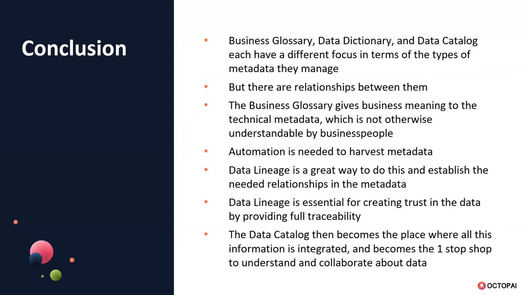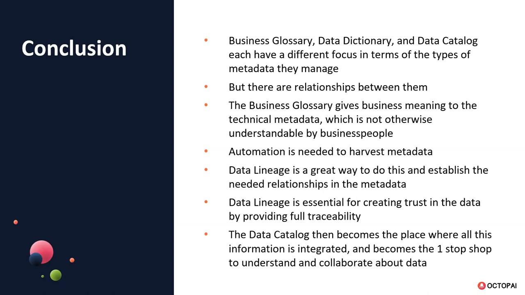So in conclusion, the business glossary, data dictionary, and data catalog have kind of different focuses in terms of the metadata they manage. And that's been very traditional, but there are relationships. And the business glossary gives us meaning, but the automation is going to be needed to harvest particularly technical metadata of the kind we see in data dictionaries and data catalogs. Data lineage is a great way to do that.